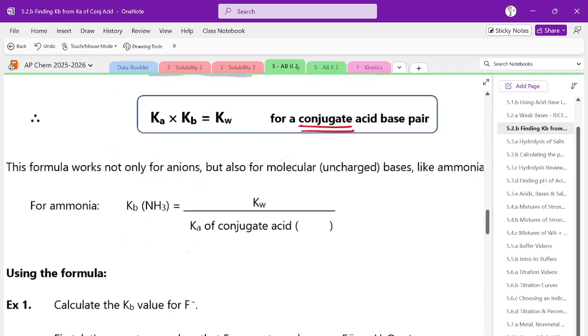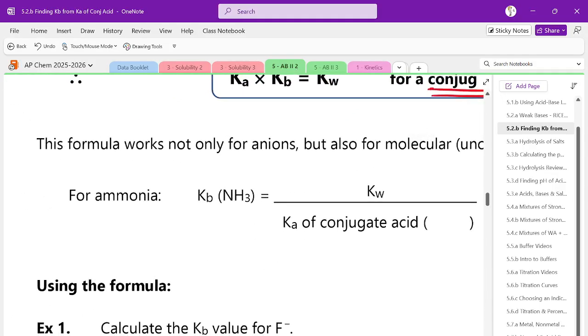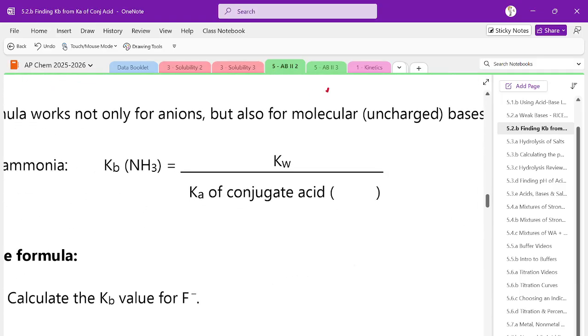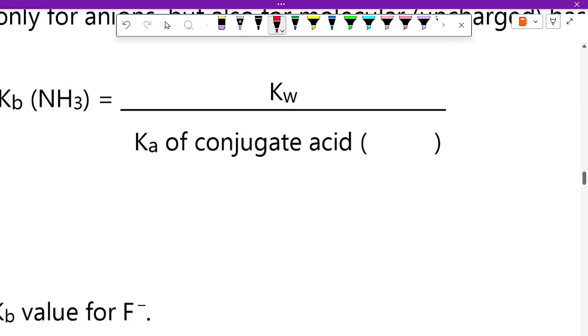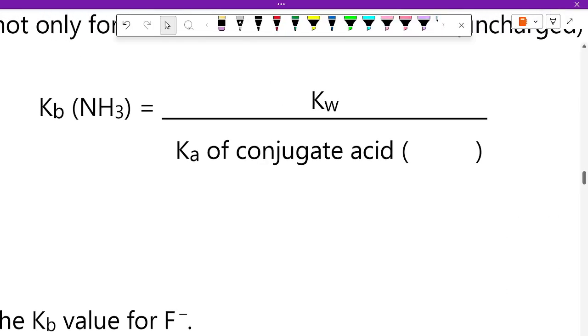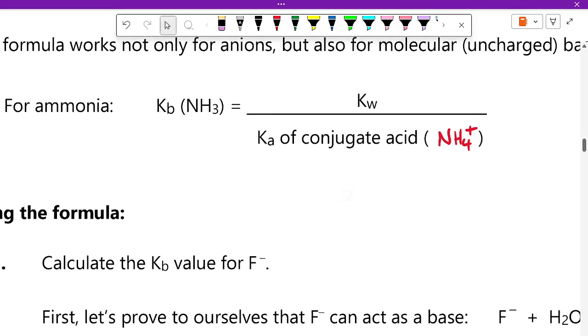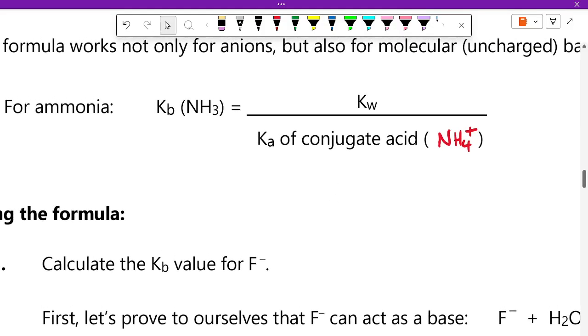Okay, so this formula works not only for anions, but also for molecular uncharged bases like ammonia. So if we wanted to find the Kb of ammonia, that would be Kw over Ka of its conjugate acid. Who is its conjugate acid? NH4 plus. Yes? So we could easily go and find those numbers and do that calculation.